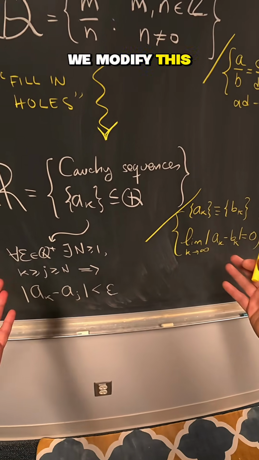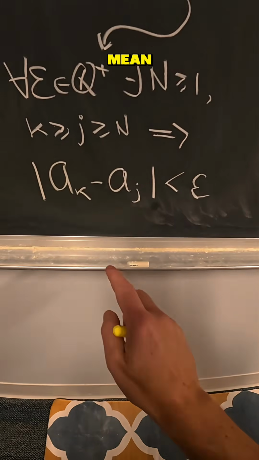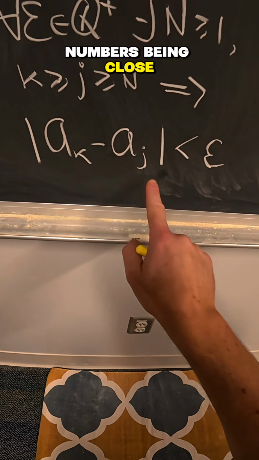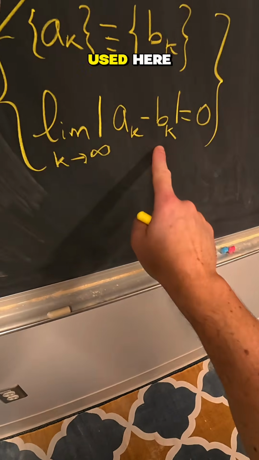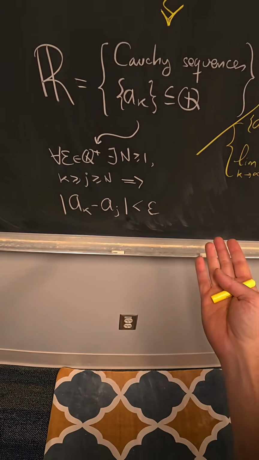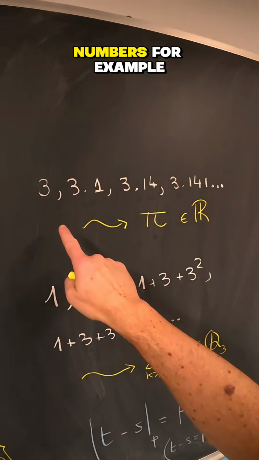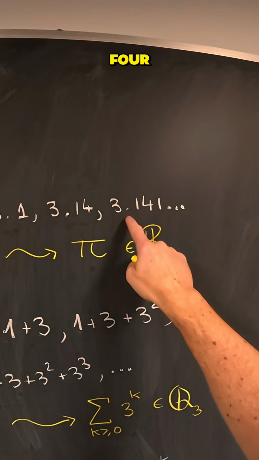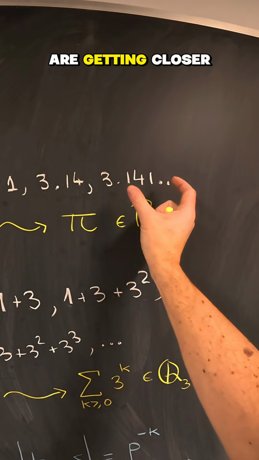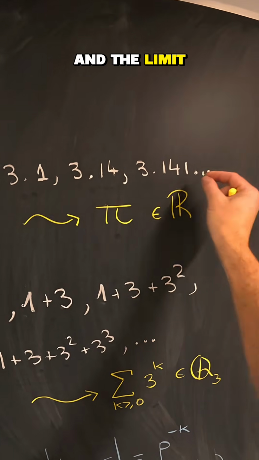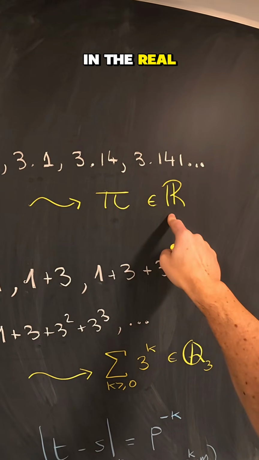So how do we modify this to build the p-adics? The key is, what did we mean by two rational numbers being close together with respect to this absolute value, which was used here and here? Of course, here we mean the Euclidean absolute value, or the Euclidean distance, which means that numbers, for example, 3, 3.1, 3.14, 3.141, consecutive numbers in this sequence, defined appropriately, are getting closer and closer together. And the limit of that sequence with respect to the Euclidean distance will be pi in the real numbers.